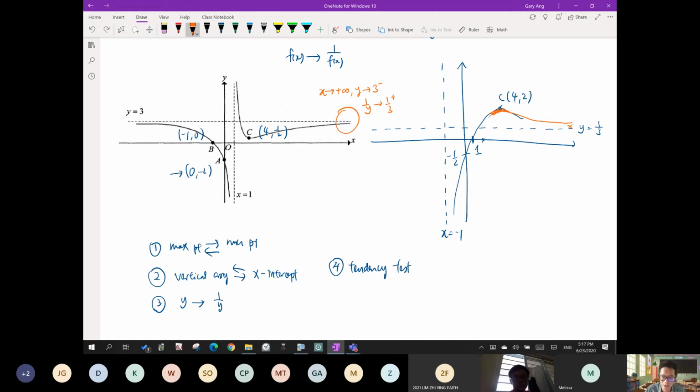Now a hack, if you like. Oh, Mr., this is too troublesome. Is there a hack? Yes. Pay attention. The hack is this. If you see a curve that is below a horizontal asymptote, like this, below, and you do a flip, you become above, lah. Really, it works.